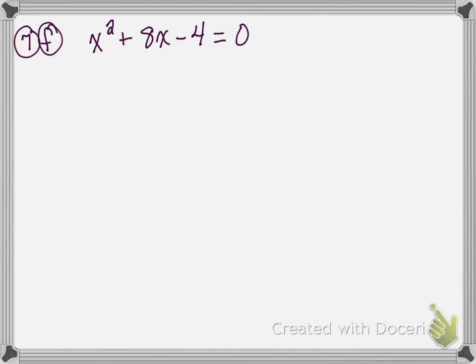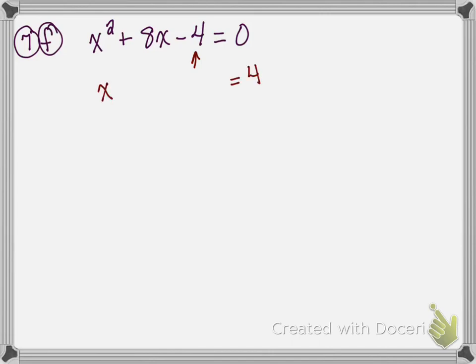This is a great one for completing the square. This is a really good one for completing the square. So I'm going to solve this one by completing the square. The first thing I'm going to do is move that negative 4 over. And when I move it over, I'm going to have positive 4 on the other side.